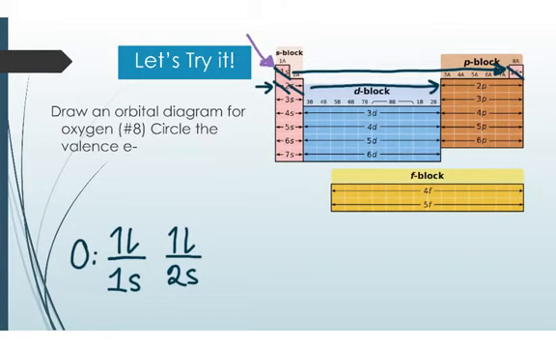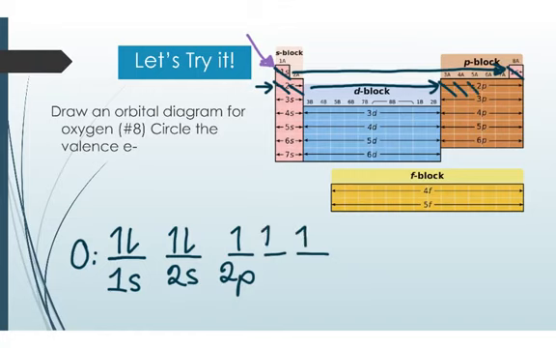Next, I'm going into the 2p. So I'll label the orbital. P's, remember, have 3 orbitals. 1, 2, 3. And I'm going to put an electron in here for each element as I get towards oxygen. So the first one is boron. Then we've got a carbon. Then we've got a nitrogen.